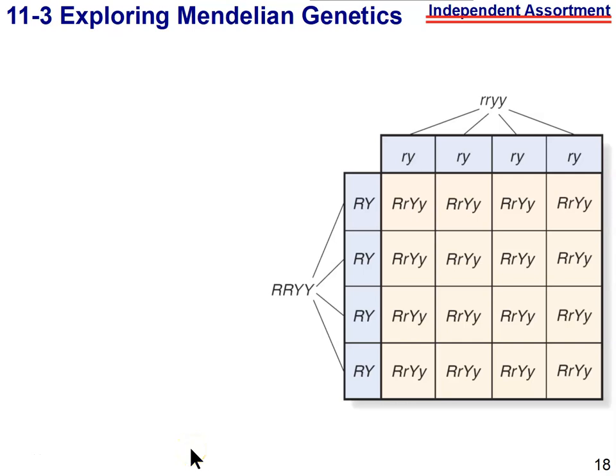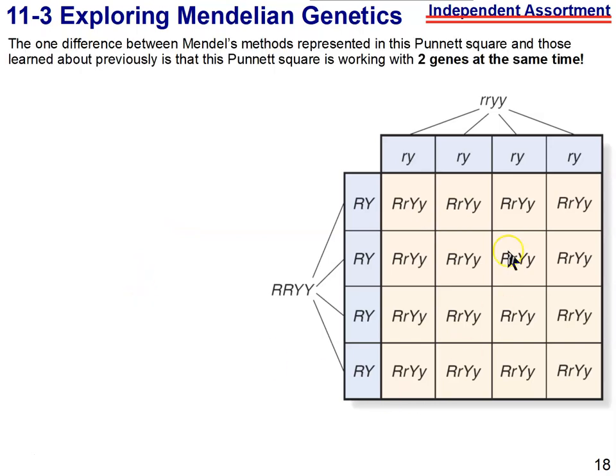All right, we're at the final phase of Mendel's experimentation, and the last thing that he investigated was this concept of independent assortment. And the idea is that what he was trying to find out is if genes influence each other's inheritance. In other words, in order to do that, he had to look at two genes at the same time. And that means a little bit more of a complex Punnett square.